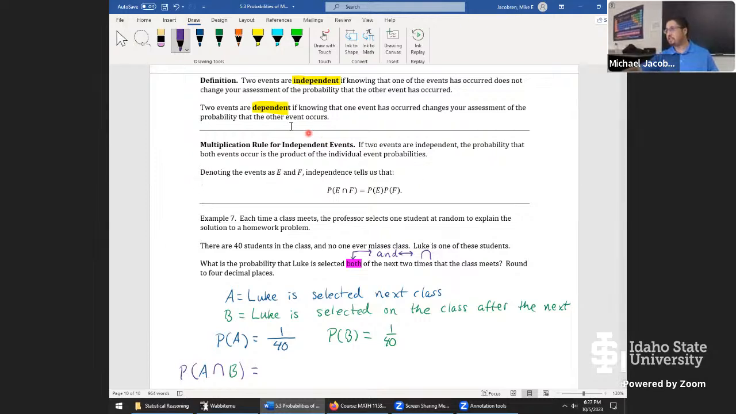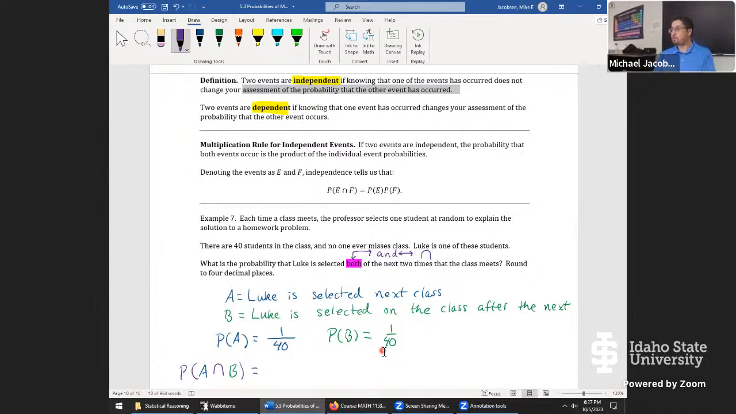Let's go back to these definitions. It says 2 events are independent if knowing that one event has occurred, think of that as the event A, does not change your assessment of the probability that the other event has occurred. So if A occurs, if student Luke is selected on the next class, would you say the probability that he is selected the class thereafter is still 1/40th? Probably, if he's doing everything fair, right?